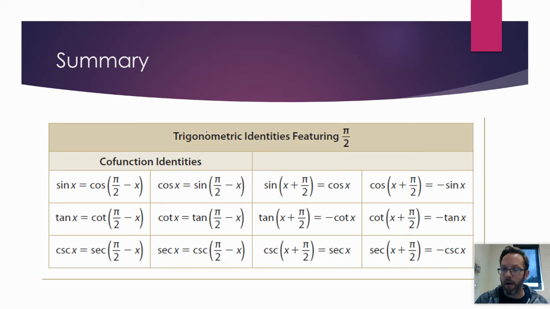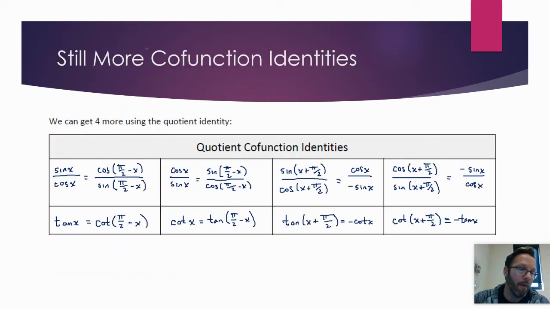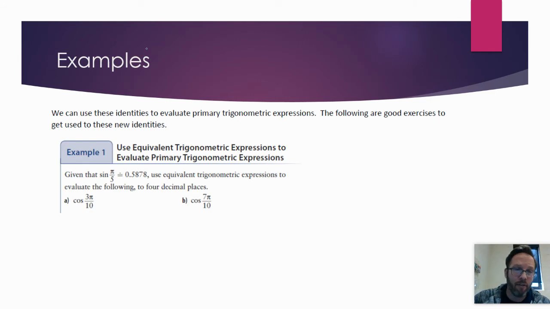I won't ask you to memorize them. Of course, you have them in your notes. But it might be reasonable for me to have you explain where they come from, maybe on a unit test or something. So having developed these 12 co-function identities, what can we do with them? We're going to do a few exercises just to get used to the new identities.